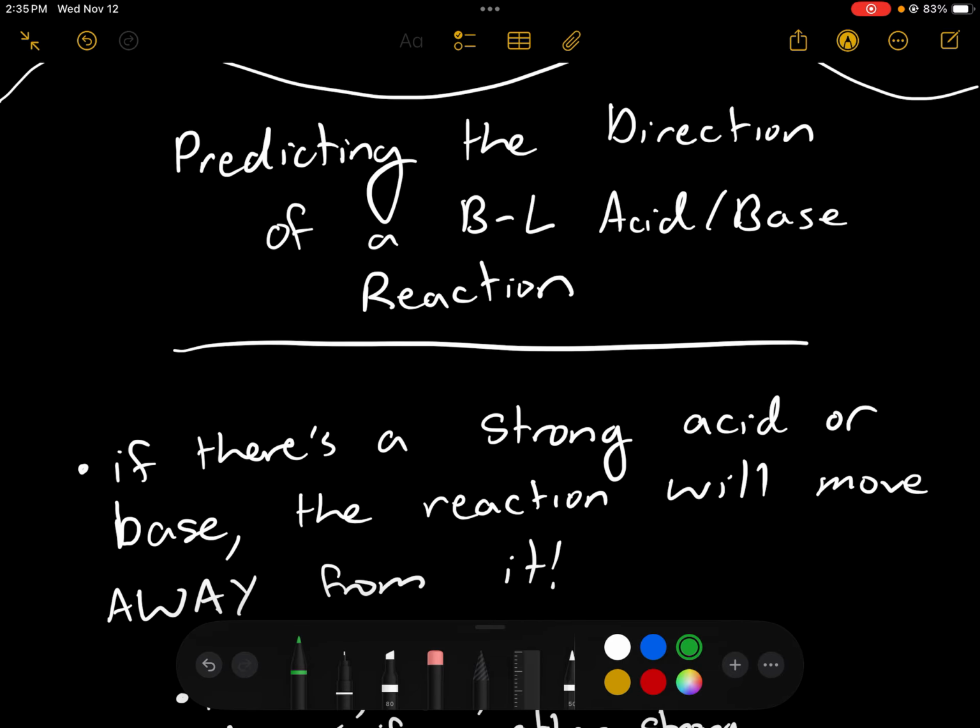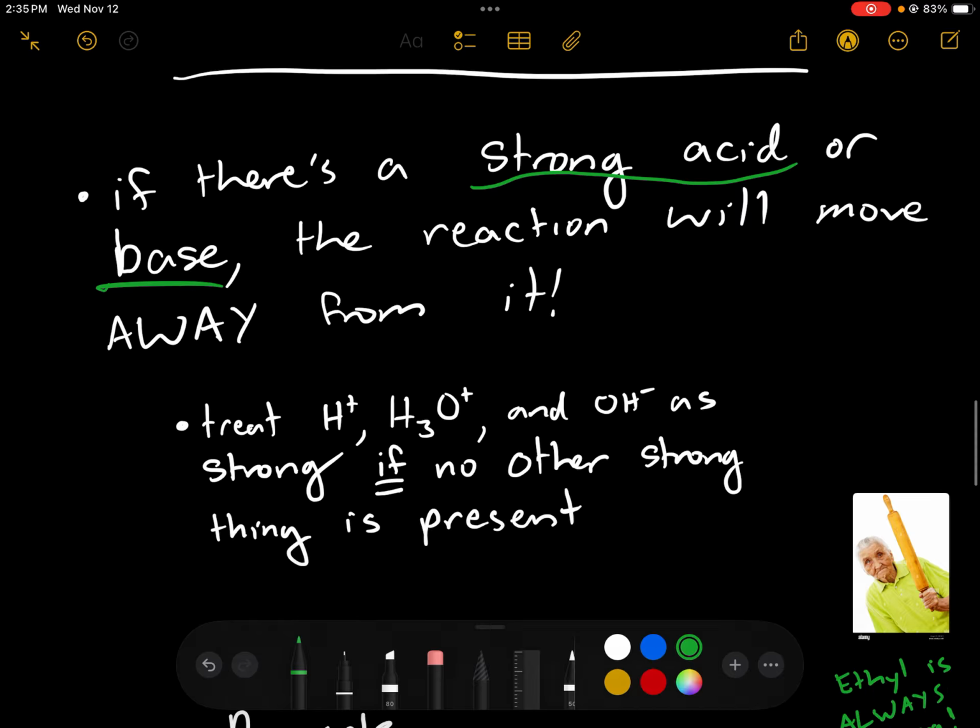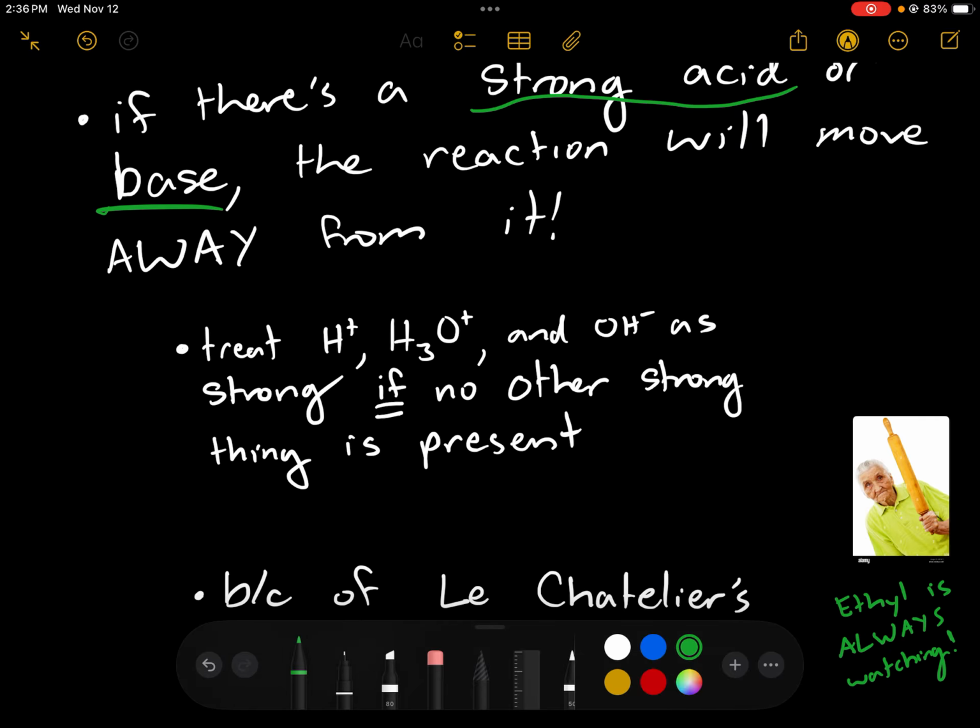Also, when you're looking at a Bronsted-Lowry reaction, it is actually possible to predict the direction that a Bronsted-Lowry reaction will go, because most of these reactions are at equilibrium and could theoretically proceed in either direction. Basically, if you see a strong acid or a strong base, the reaction is going to move away from that thing. And if you don't see a strong acid or a strong base, but you do see H+, H3O+, or OH- in that reaction, you're going to treat those things as if they were the strong substance present.